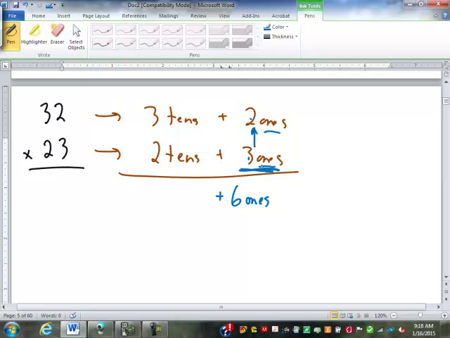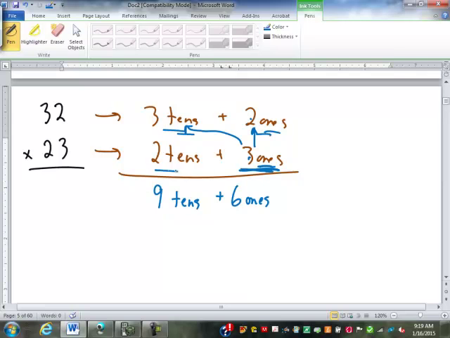Now we're going to keep the 3 ones. We're going to combine it with the next digit in the top number. 3 1s times 3 10s. Well, 3 times 3 is 9. We've combined the counts. 1s times 10s is 10s. Now we've taken that 3 ones and we've combined it with every digit in the top number.